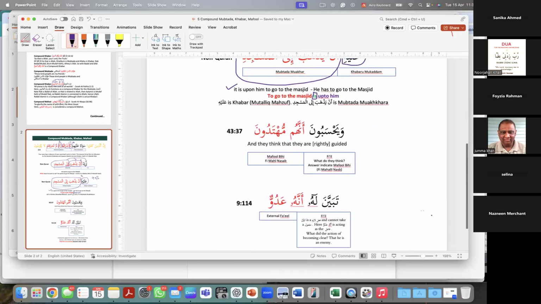It's simple, clear. Wa yahsabuna. Okay? Hasiba, yahsabu. Plural. Yahsabuna. They think. They think, I've got a fa'il, I'm looking for a maf'ul, nothing else. Compound it is. Can you see? Annahum muhtadun. Annahum, anna, that. Hum muhtadun. They are guided.